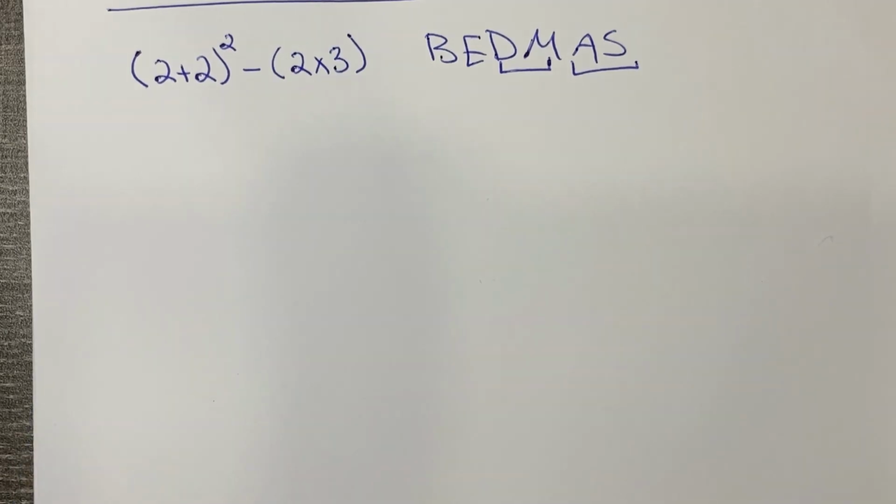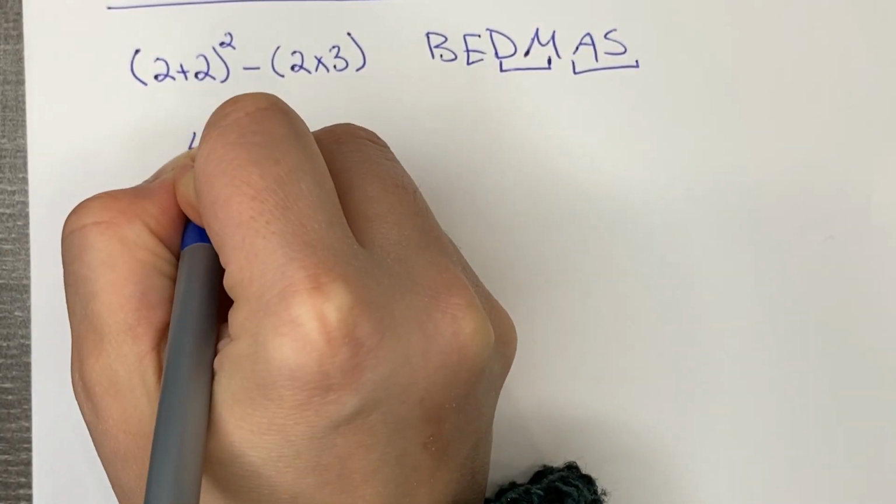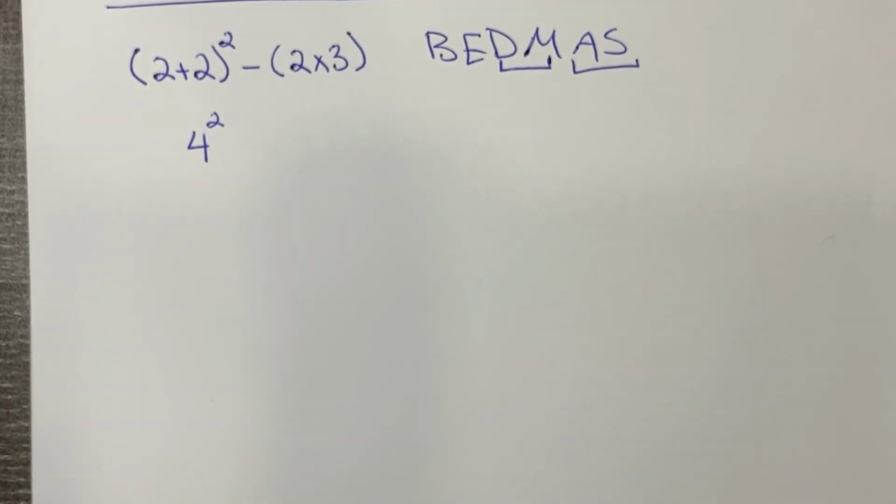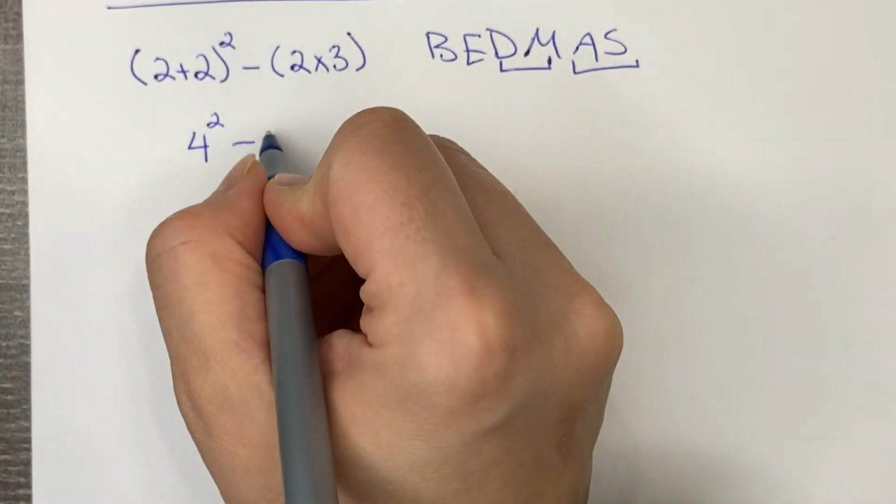So we're going to start with the brackets. The 2 plus 2, that's 4. Don't forget the exponent stays there. Minus. The other bracket I'm going to do is the 2 times 3, which is 6.